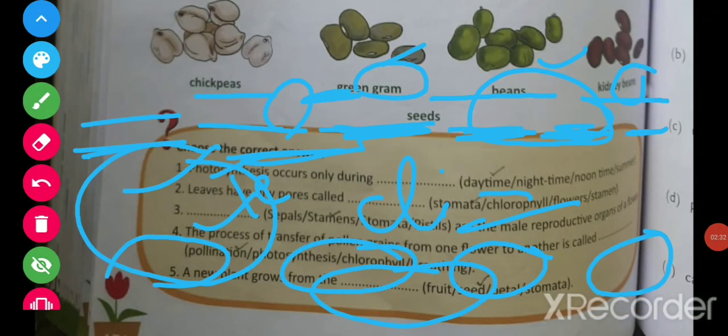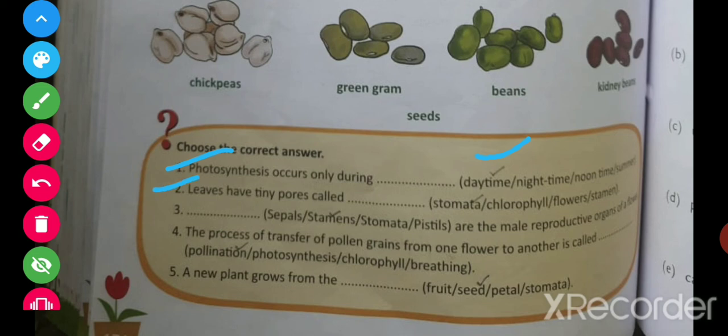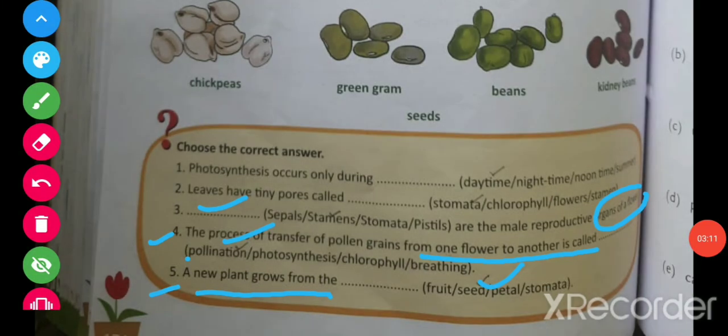Now we do fill in the blanks. Photosynthesis occurs only during daytime. Leaves have tiny pores called stomata. Third, blank are the main reproductive organs of a flower. The answer will be stamen. Number 4, the process of transfer of pollen grain from one flower to another is called pollination. Number 5, a few plants grow from the seed. Fill in the blanks in your book.